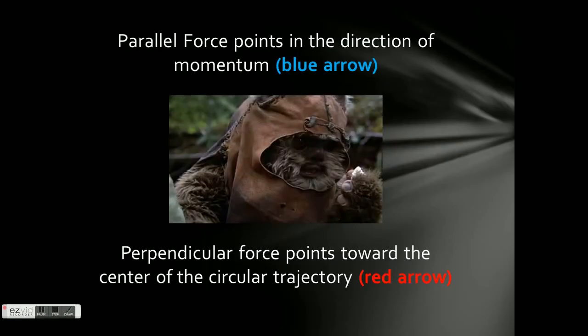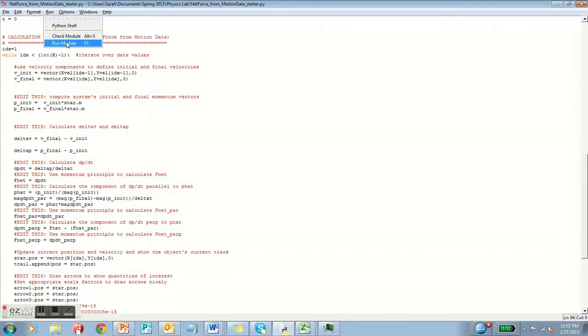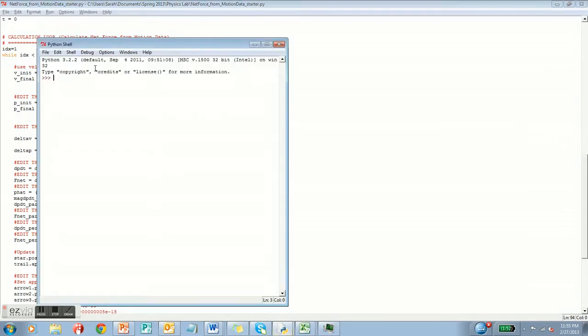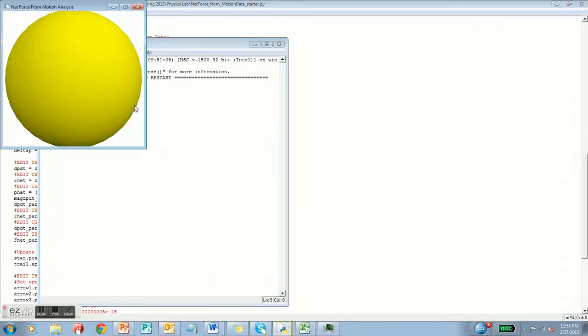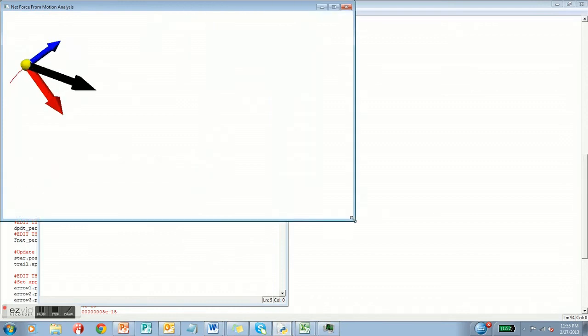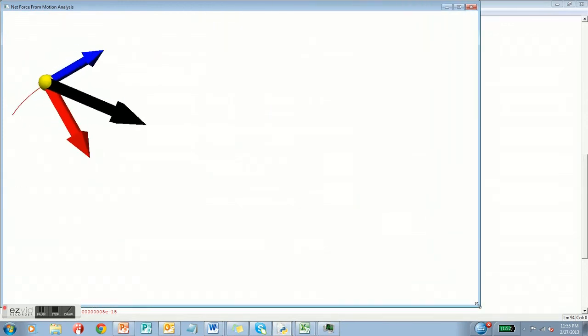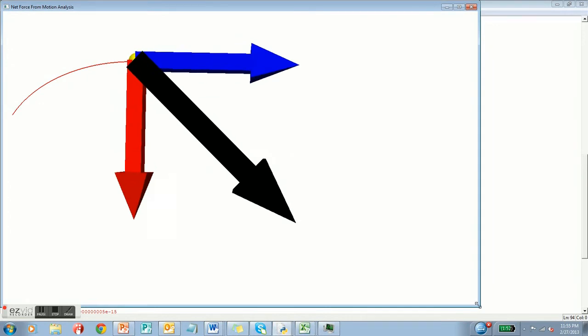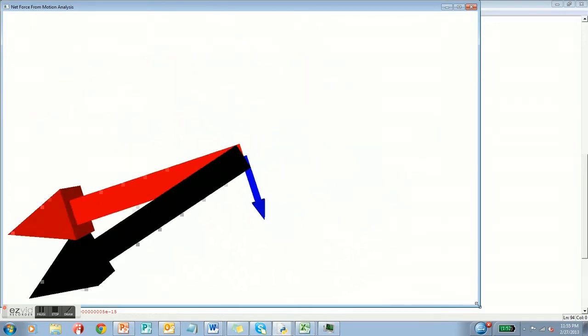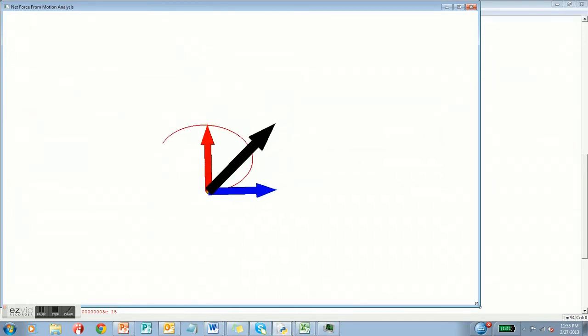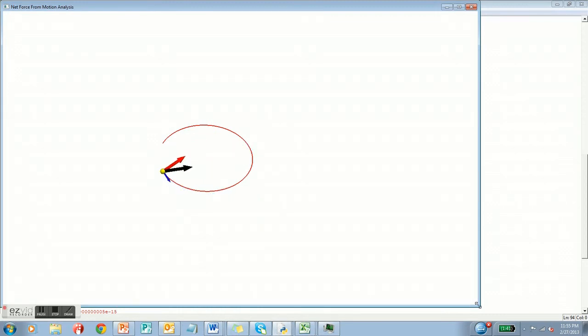When I run the model, you will see a blue arrow for parallel force, a red arrow for perpendicular, and a black arrow for the total net force. Here's what my model looks like when you run it. Of course, when I talk about parallel net force and perpendicular net force, I'm also talking respectively about the change in momentum over the change in time parallel and the perpendicular component of dp dt respectively, because they were equal according to the momentum principle. The physical components of circular motion are just derivatives of the momentum principle.